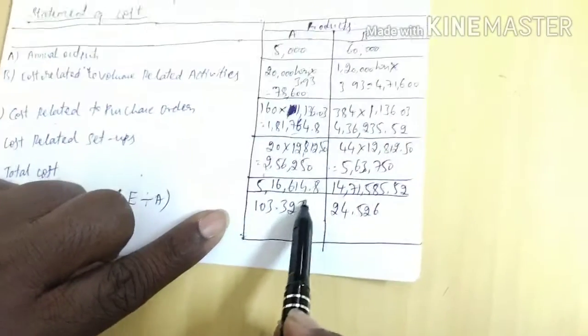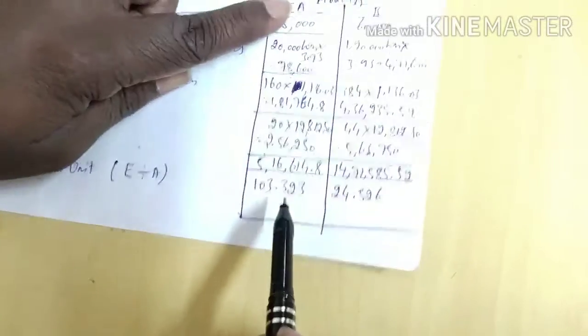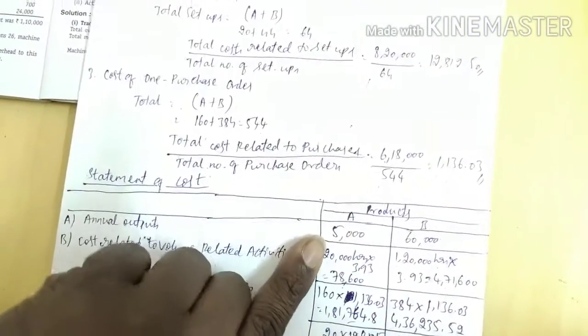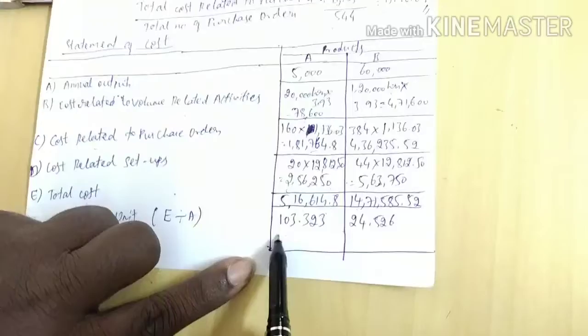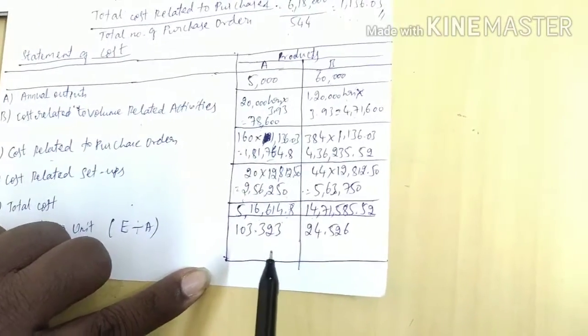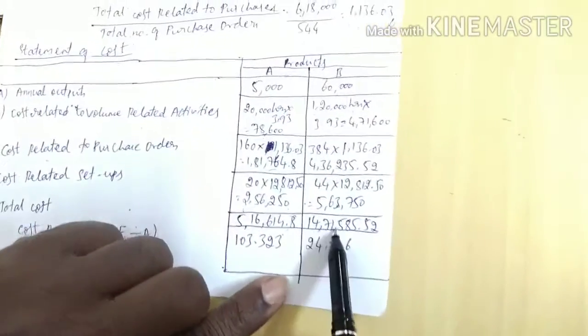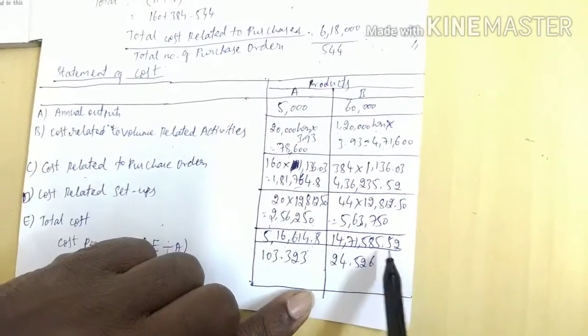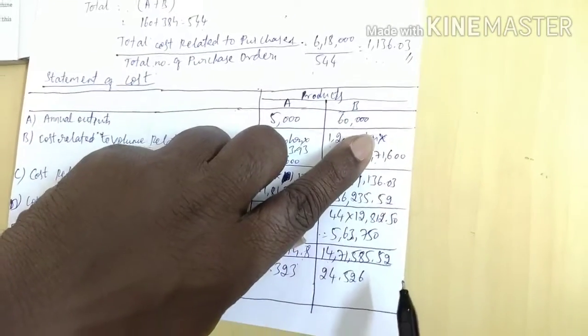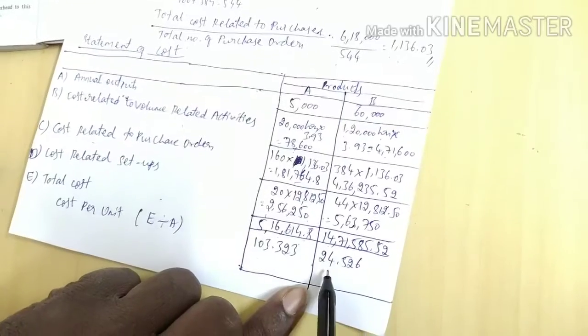So 5,16,614.8 divided by 5,000, the units that I have produced under product A, I will get 103.323. For product B, 14,71,585.52 divided by 60,000 units, I will get 24.526.